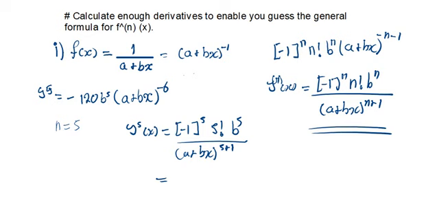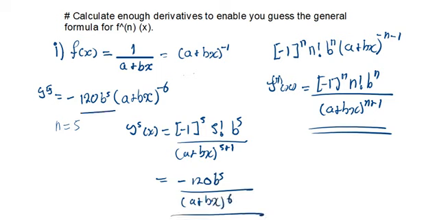What do we get? Negative 1 to the power 5 is still negative 1. Then multiply by 5 factorial, which is 120. So you get minus 120. Then b, we just put it the way b to the power 5 is, divided by a plus bx to the power 6. We have a negative power there, so we just bring it to the denominator. That's how you go about coming up with the nth derivative of a given function.